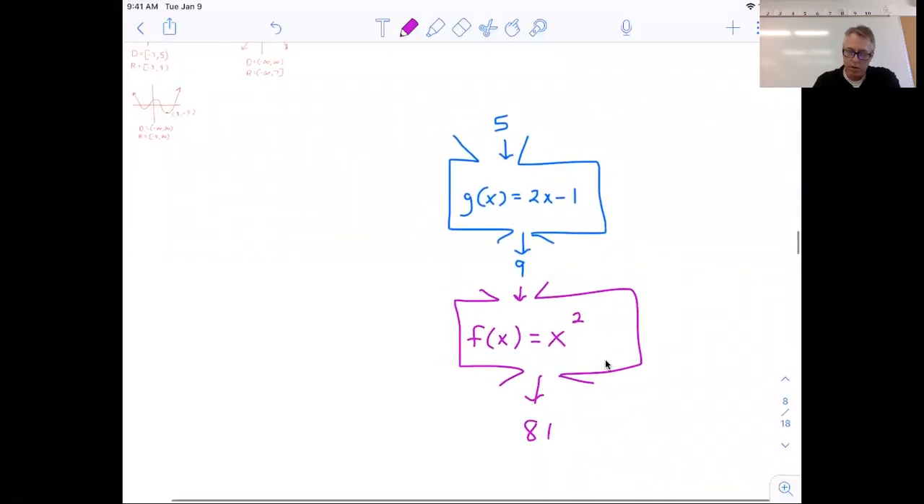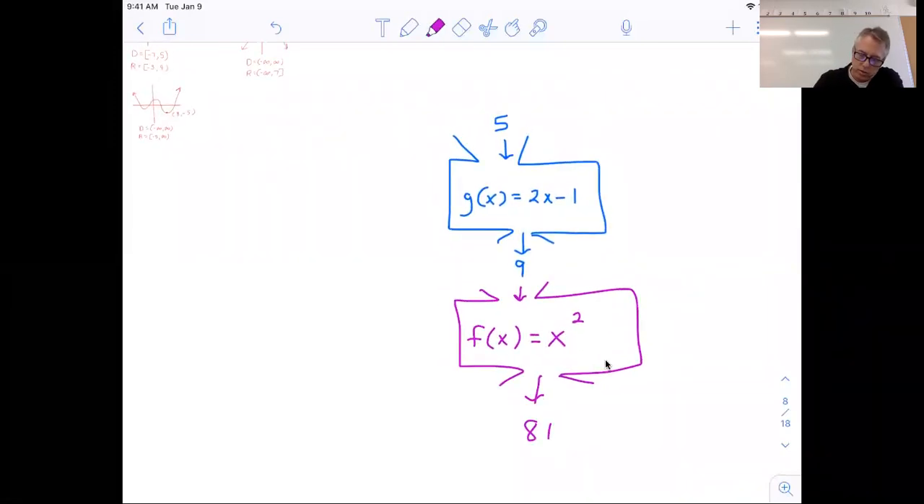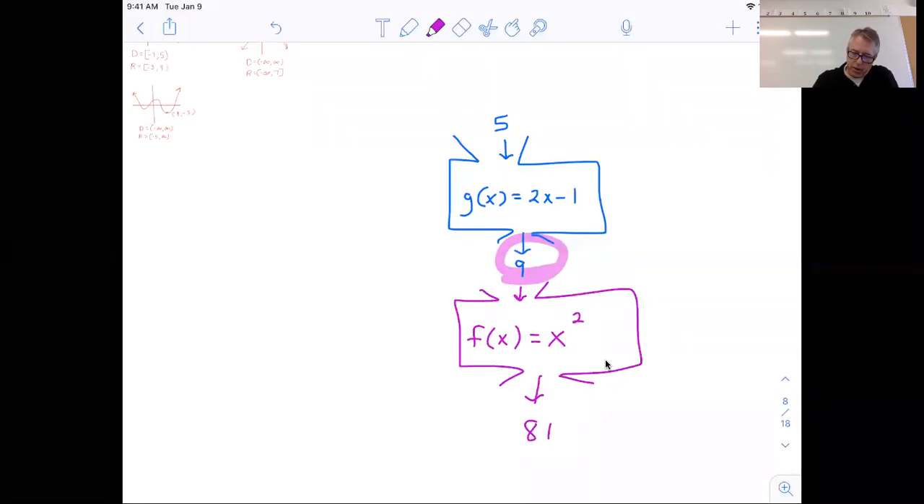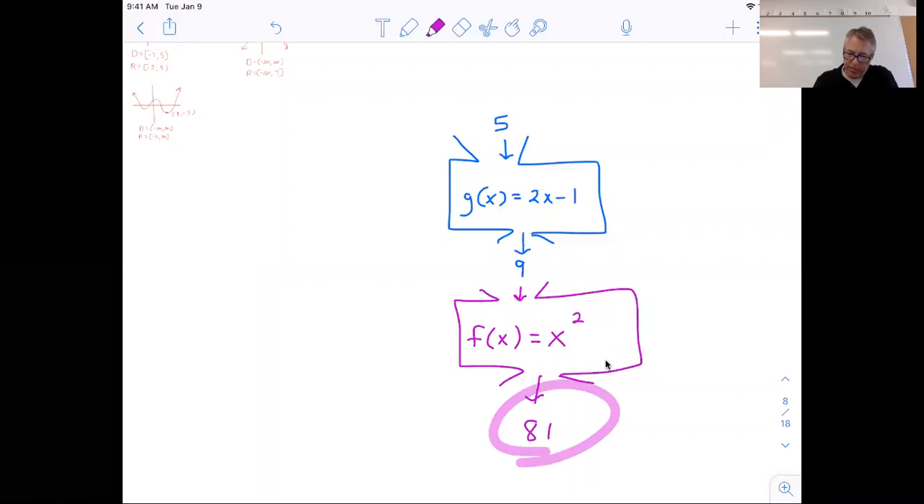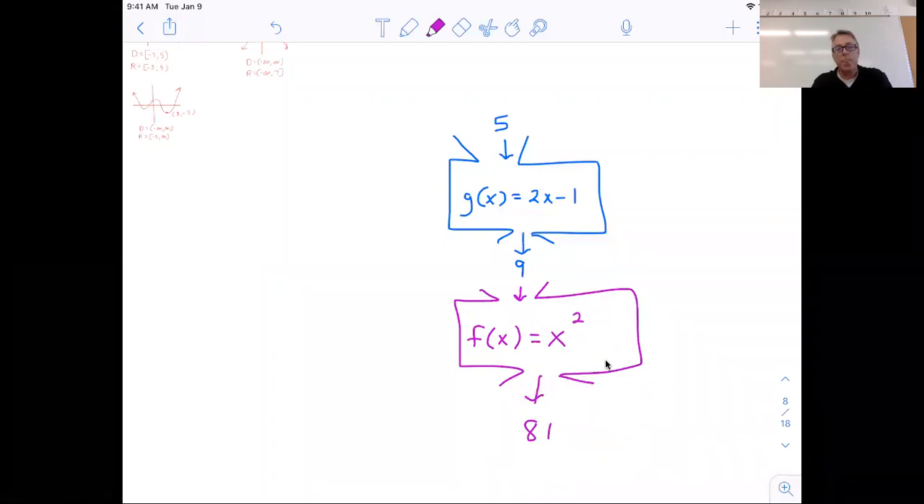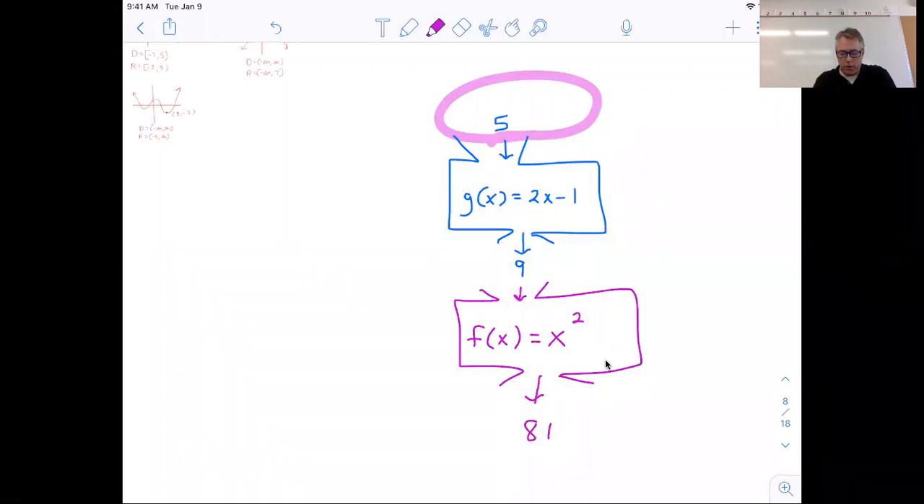Okay, so then again, to follow the visual, we started with 5, we dropped 5 into g, it gave us an output of 9, but that output of 9 then became the input into f, so we dropped 9 into f, it squared it, and gave us a final output of 81. Okay, so this was our initial domain or our initial input, and this was our final range or final output.